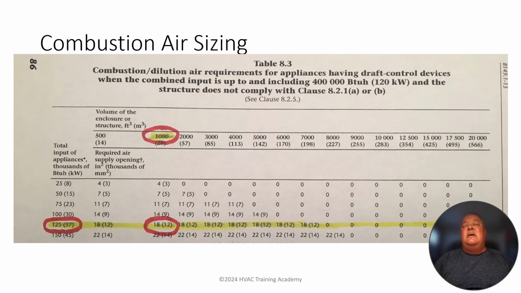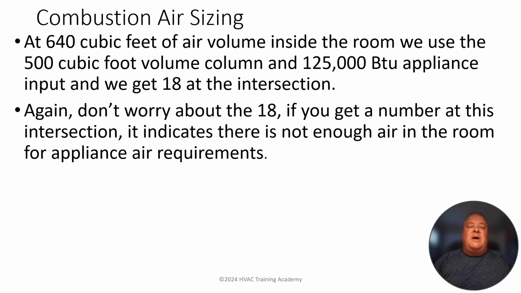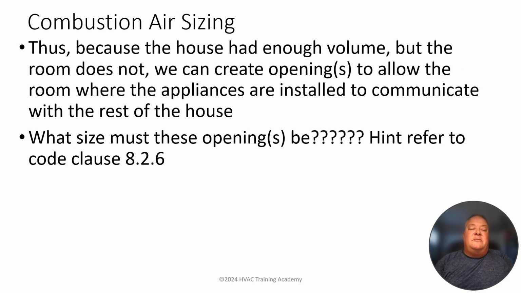If you want to go outside, you can put an 18-inch opening from the outdoors right into the area where the appliances are located, or you could, because there was enough air in the house, actually cut an opening between the room where the appliances are installed and the rest of the house, or what the code says, have an opening between the enclosure and the rest of the structure. There's a different rule, though, that we have to follow at that point. So we know that we don't have enough air in the room, but we do have enough air in the house itself.